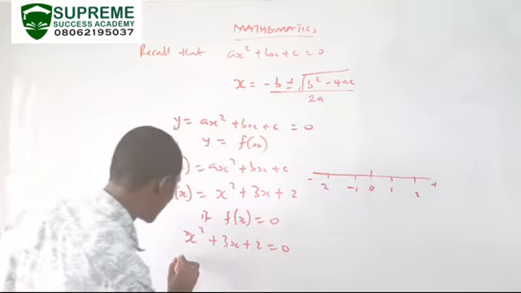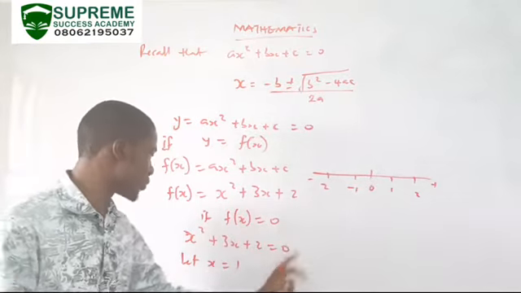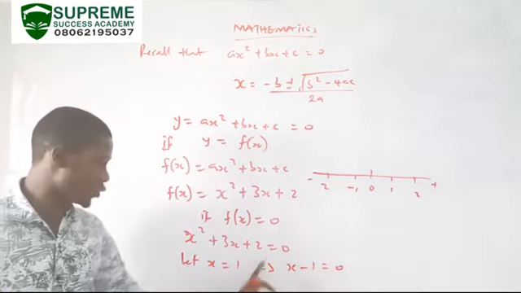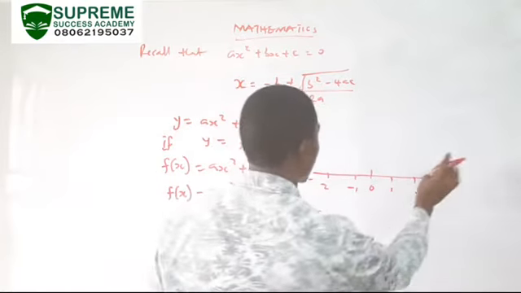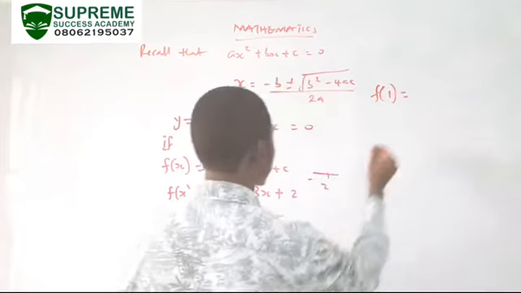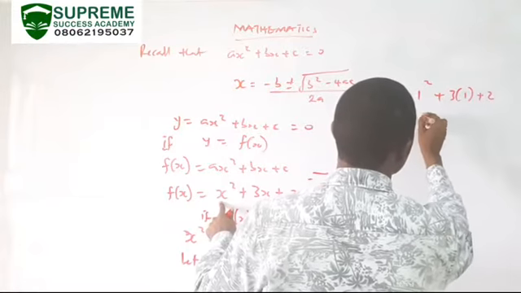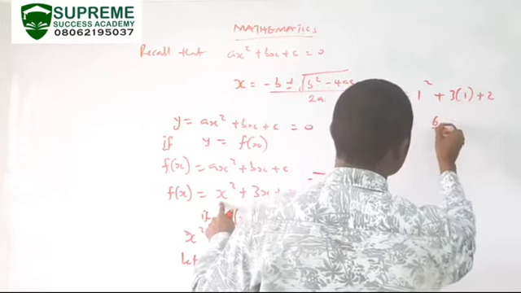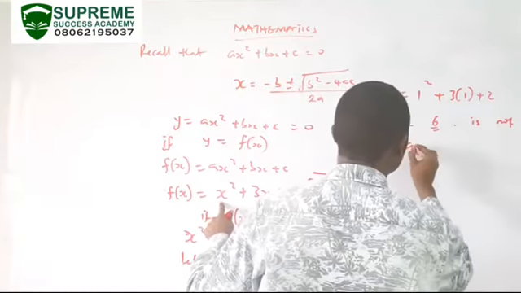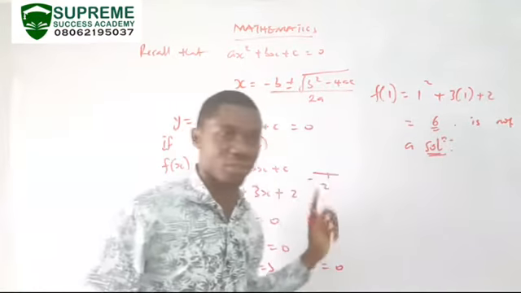So let my x equal 1, for instance. Let's see, if I put 1 for x here, maybe it will be 0. That would imply that x minus 1 equals 0. So we can now have our f of 1 equals 1 squared plus 3 into 1 plus 2, which is equal to 1 plus 3 plus 2. That's 6. Definitely it is not a solution. Why? Because f of 1 is not equal to 0.